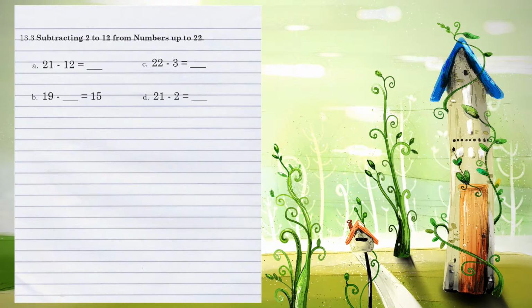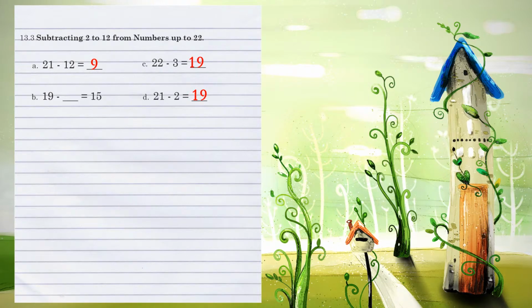So here we have to borrow from the 2, make it a 1, and then take that 10 that we borrowed and add it to your ones column. So now we have 11 minus 2, which is 9, and then we have 1 minus 1, which is 0, which we don't have to write down, so your answer is 9.